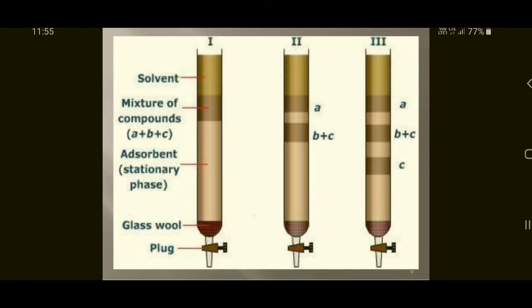So the diagram explains column chromatography: the solvent and a mixture of the components A, B, C, and the adsorbent, the stationary phase, and the glass wool and flask. First, second, third: first is the solvent and a mixture of A, and A plus B, and third is B plus C. And the third component is C, the separate solvent, and A is the separate solvent, plus B plus C are the separate solvent.